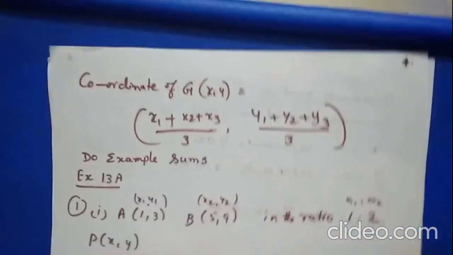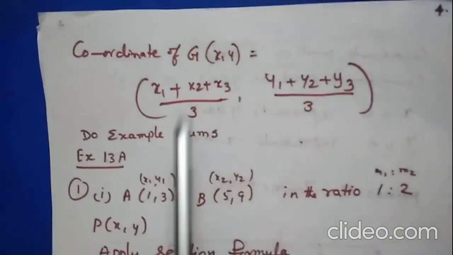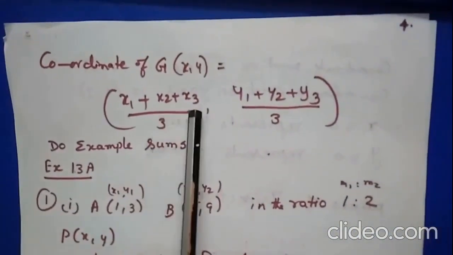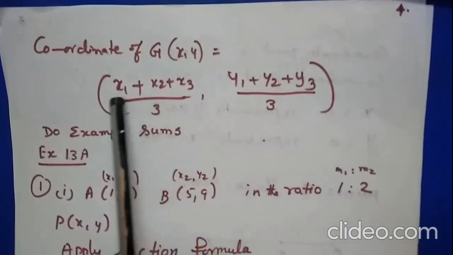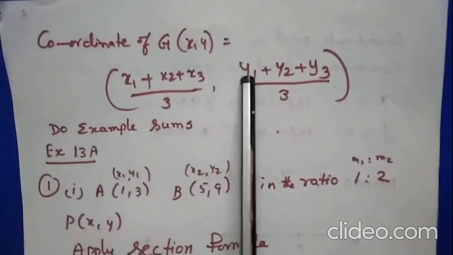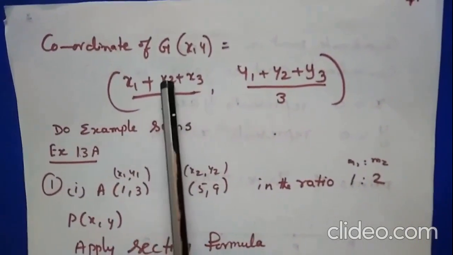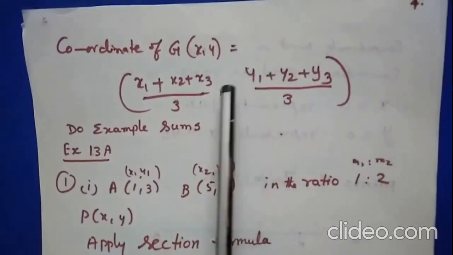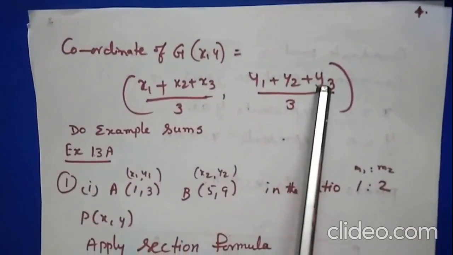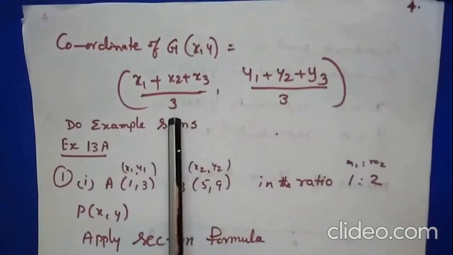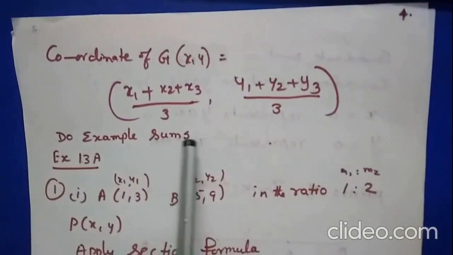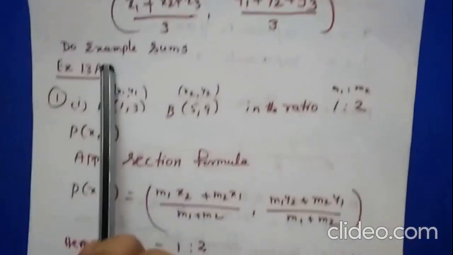Now, what is the formula to find the centroid? The coordinate of G (x, y) is (x1 plus x2 plus x3) by 3, (y1 plus y2 plus y3) by 3. x1, y1 is the coordinate of vertex A, x2, y2 is the coordinate of B, and x3, y3 is the coordinate of C. You add and divide by 3, then you can get the centroid. Now you can see the example sums.